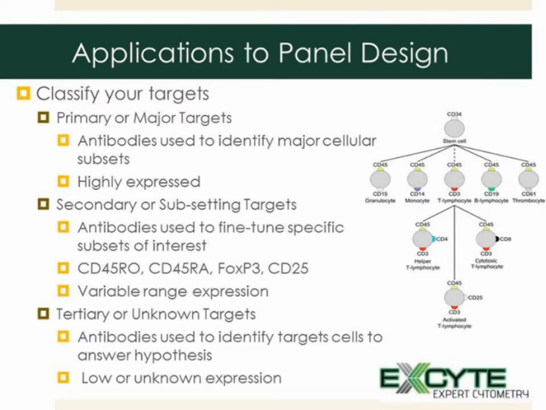These are our fine-tuning targets. This helps us refine our population, moving from just a B cell or a T cell down into an activated regulatory T cell or a plasma cell B cell, for example. These have a variable range of expression and are critical for having good separation so we can really hone in on the cells that we're interested in.